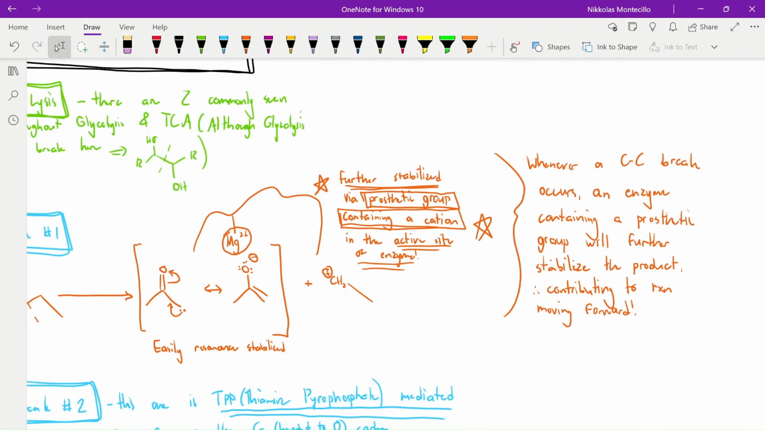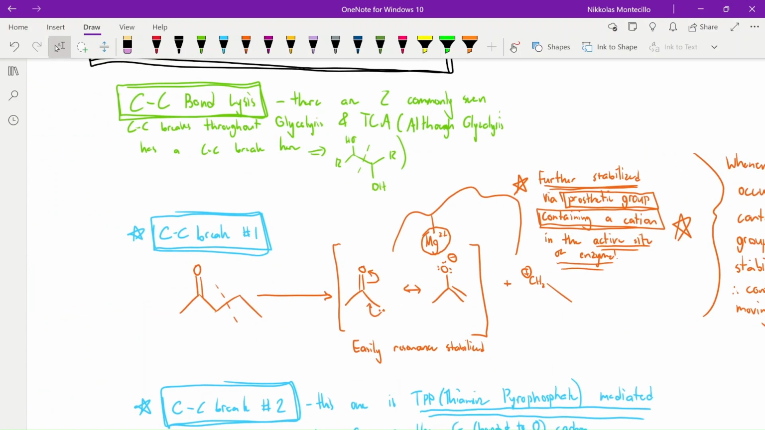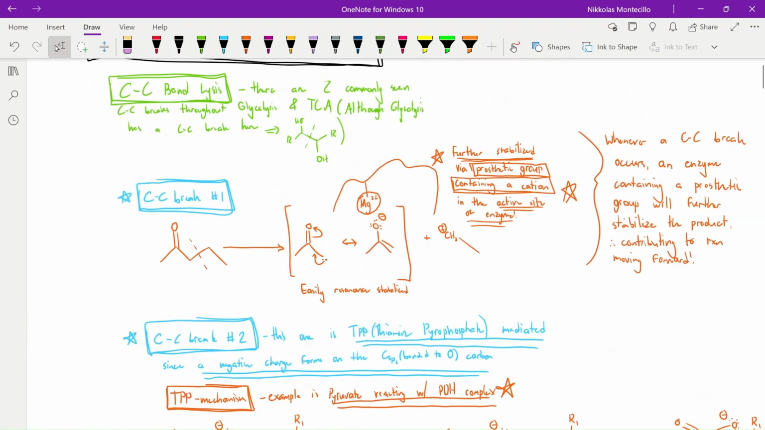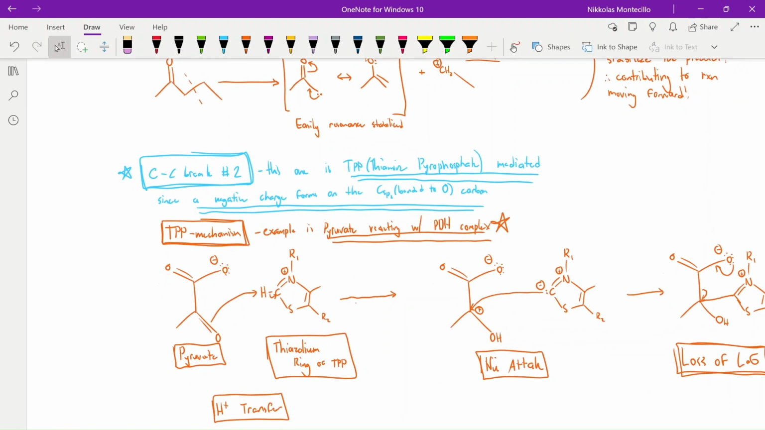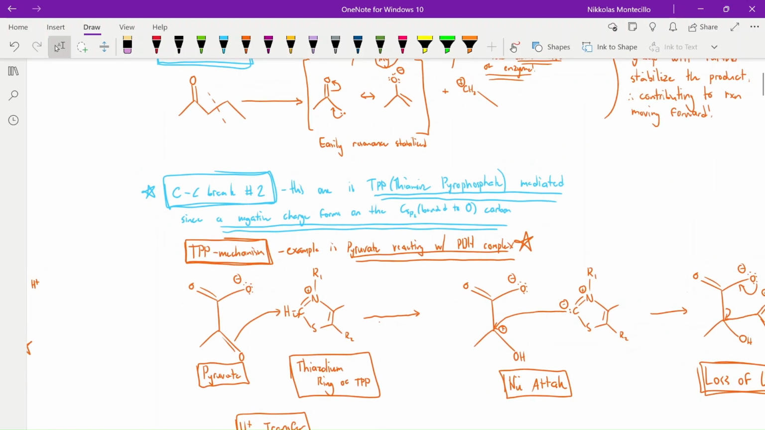So whenever a carbon-carbon break occurs, an enzyme containing a prosthetic group will further stabilize the product and contribute to the reaction moving forward. Okay? So when a carbanion forms, it'll be resonance stabilized, allowing this reaction to move forward. Another carbon-carbon break that we observe is in any reaction involving TPP, or thiamine pyrophosphate. For this carbon-carbon break, this one is TPP mediated, since a negative charge forms on the carbon that's sp2 hybridized and that's bound to oxygen.